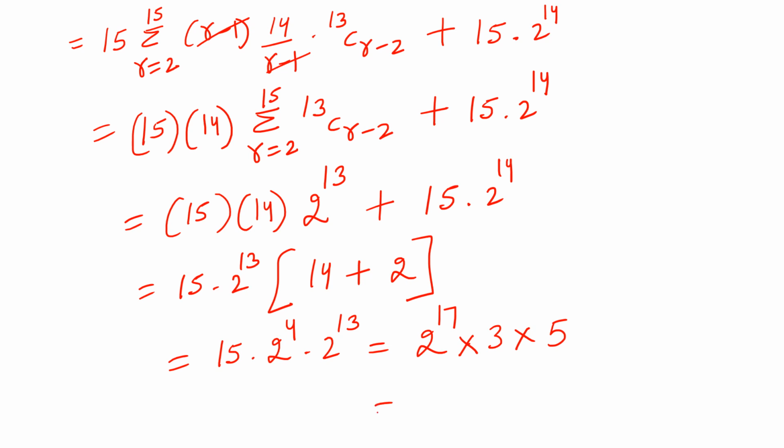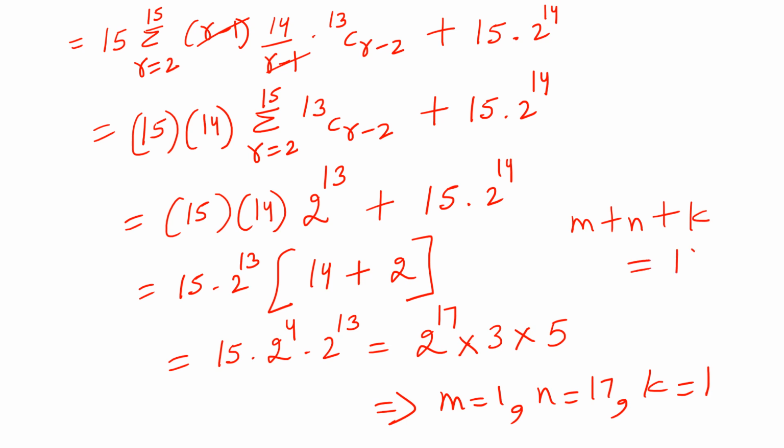Right? Now students, if we make the comparison with the given value, which is 2 to the power n into 3 to the power m into 5 to the power k, then we get the values of m, n and k as m is 1, n is 17 and k is 1. So the value of m plus n plus k is equal to 19. So 19 is the correct answer.